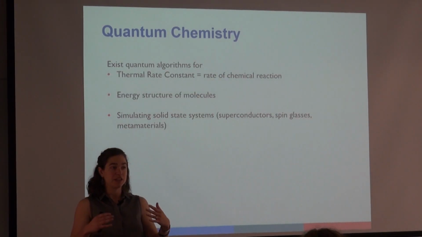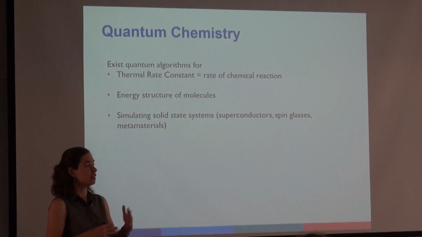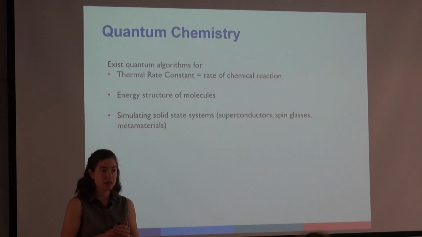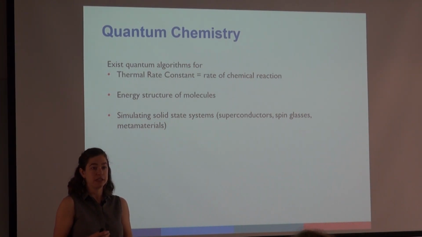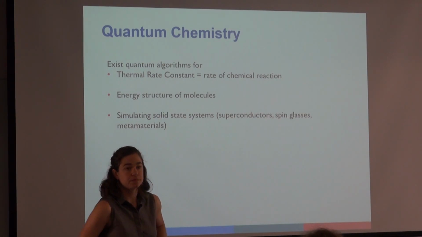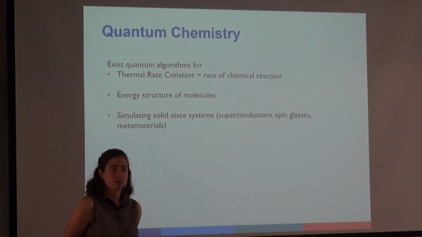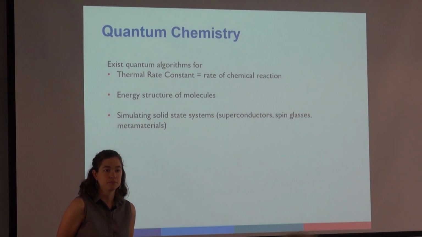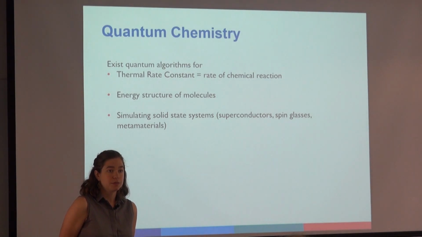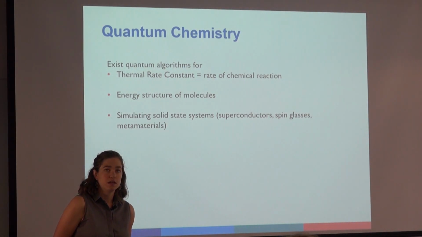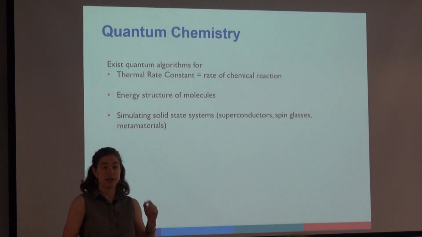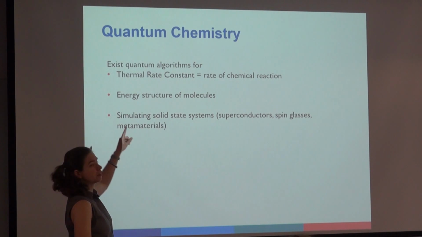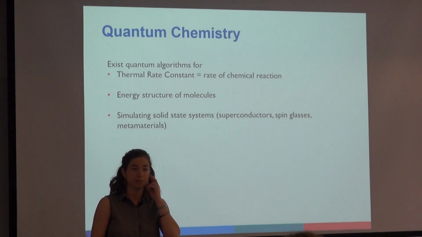And there are so many applications for this. We have quantum algorithms that calculate some of the following things. So, the thermal rate constant, that's the rate of a chemical reaction. When you're talking about modeling the states in a chemical reaction, would that be quantum analog computing or quantum digital computing? People are trying both approaches. Especially for these solid state systems, people are considering analog approaches. But for these thermal rate constants, it's more digital.